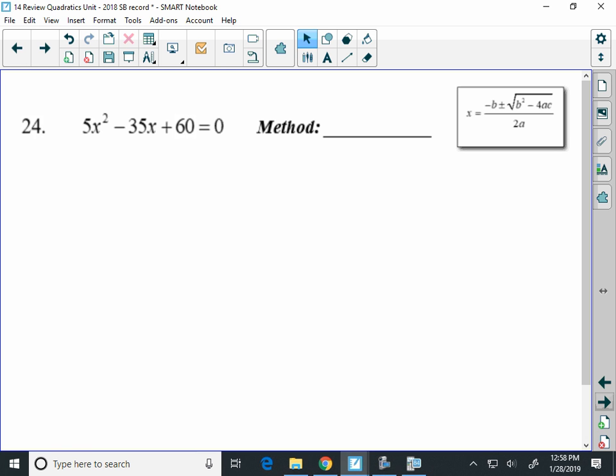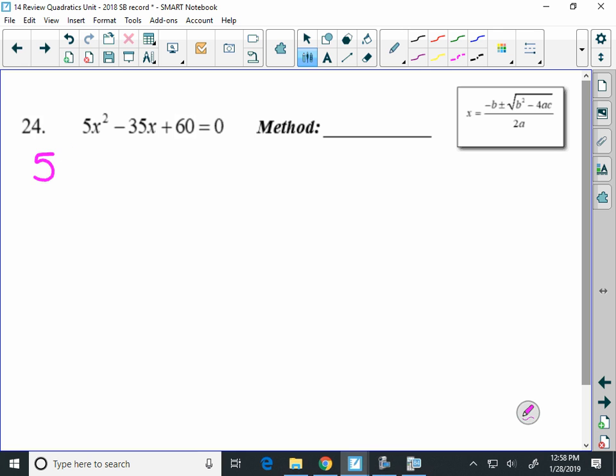Not the only choice. In fact, I might even try factoring real quick just for a change of pace, but the quadratic formula will definitely work. I'm going to try the factoring here to keep it short. When we factor, the first thing I see is that we've got a greatest common factor of 5. If we factor that out, we get 5 times x squared minus 7x plus 12. The thing is, again, if you can factor, it's faster.